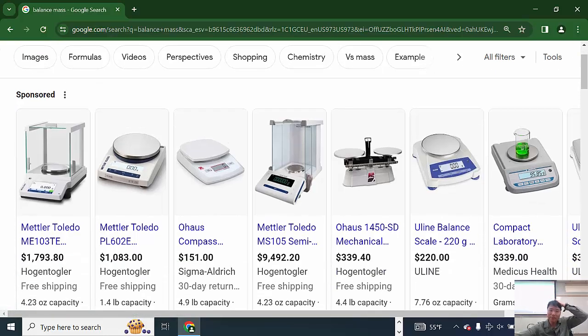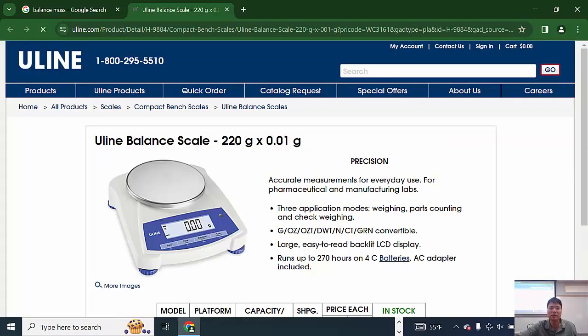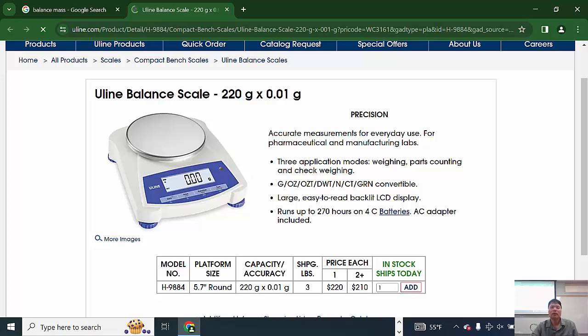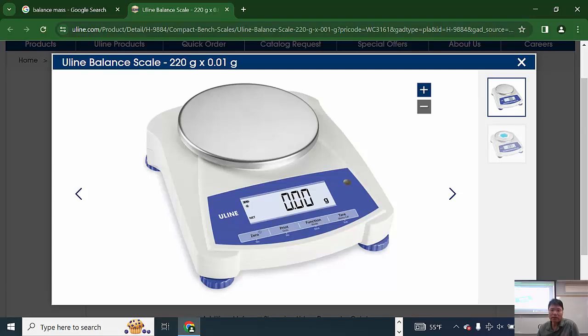So we have different balances. We have the little less expensive balances. Our balances are not the most precise balances. If we look at the precision of this balance, it's 0.01. So it measures to the nearest 0.01 grams here. And our balances are the same.